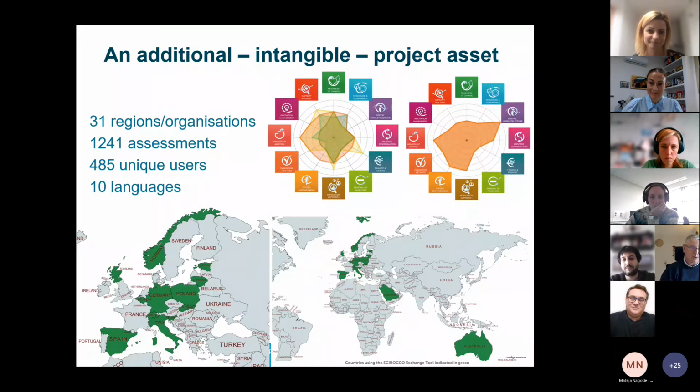Now, going a step further, these are intangible assets, the assets on which we want to work to ensure that they remain at the end of the project. So the tangible assets, this one, and the intangible assets, this one. So that's really an objective.